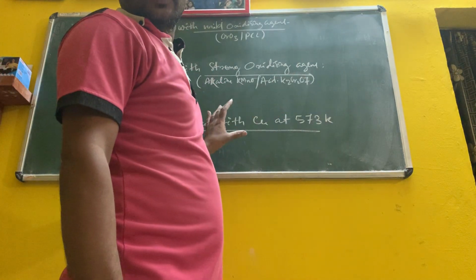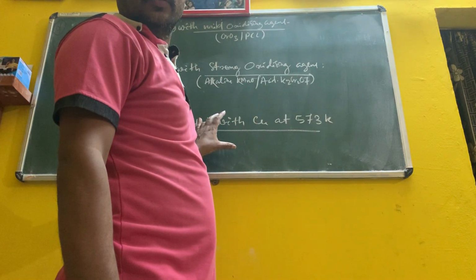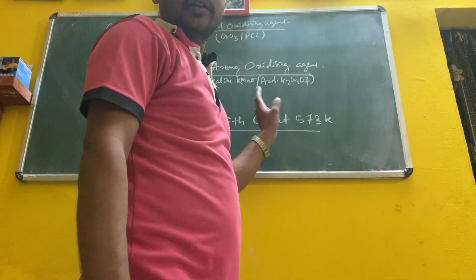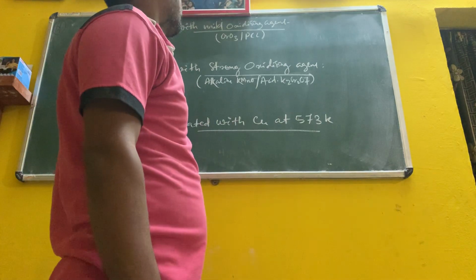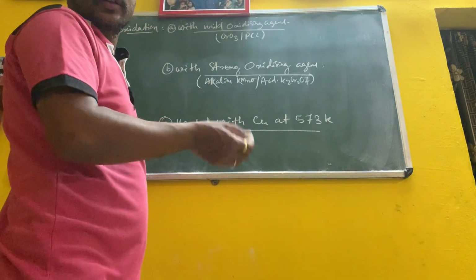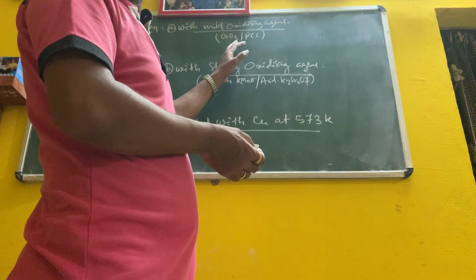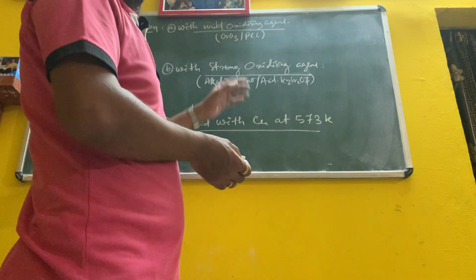Okay, and third one, that is known as heating with copper at 573 Kelvin, removal of hydrogen, dehydrogenation. So one by one we will do. First we will do the first one, that is with a mild oxidizing agent. What will it give? You see, it will give the aldehyde.